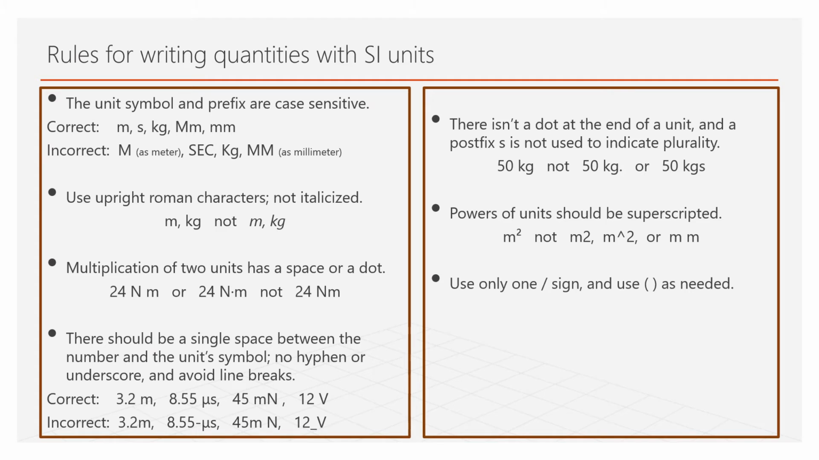Use only one division sign, and use parentheses as needed. So for example, 9.8 meters per second squared should be written like that. Sometimes you'll hear people say 9.8 meters per second per second, and that's weird, as the order of division is not very clear. It is better to say 9.8 meters per second squared. Or here's another example, 55.1 kilogram per meter second squared, not 55.1 kilogram per meter per second squared. It is not clear how the order of division goes, and so you should avoid that form.